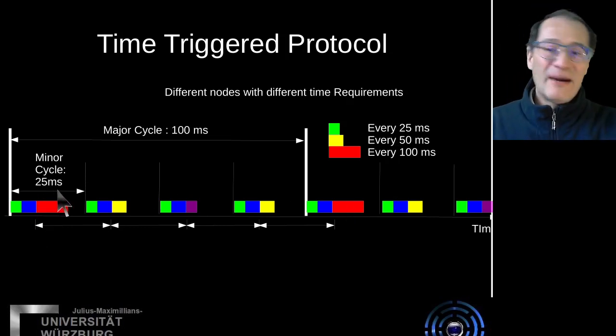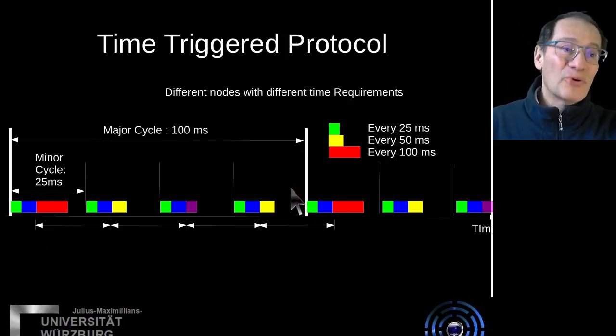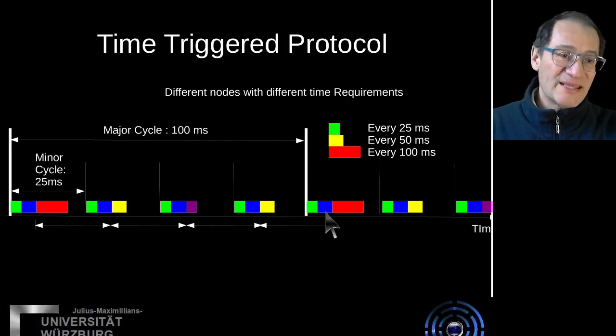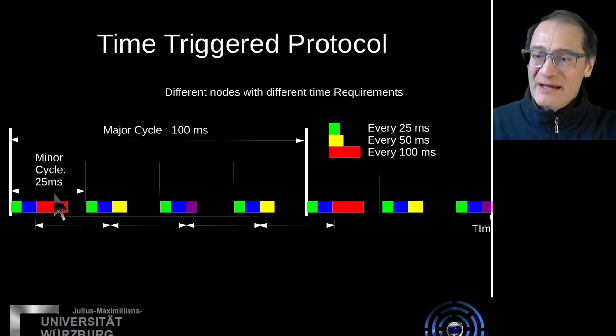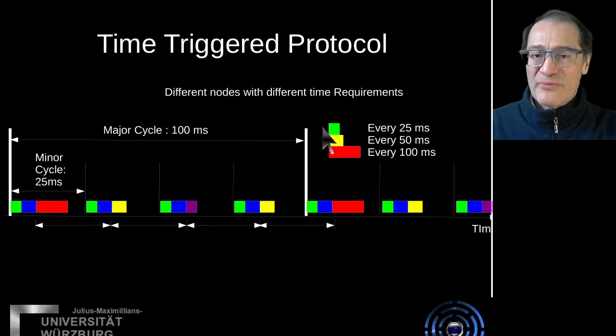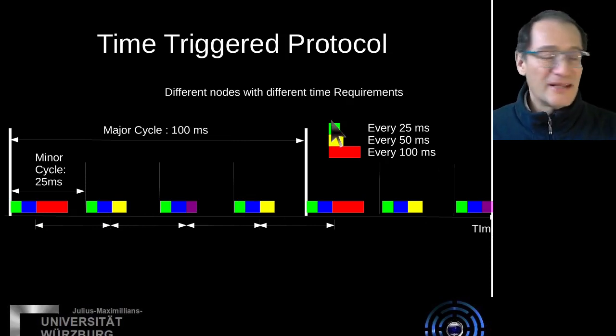So we have divided our communication slots in major cycles, which are going to be repeated and are exactly the same, and minor cycles, which may differ from minor cycle to minor cycle. So we can assign to different nodes different number of slots.